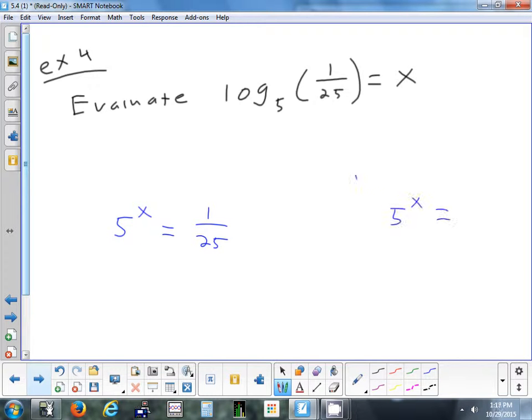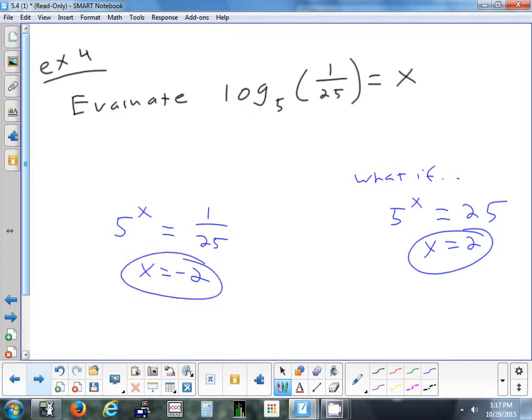Think of this problem. What if you had that? What would the answer be? 2. The answer would be 2. Now, we don't want to get 25. We want it to flip. So think what kind of number would make this flip? A negative. So if you want it to flip, look at your power. Think what you'd have to raise 5 to get that not flipped, and then make it negative. Negative 2. Okay, questions on that?